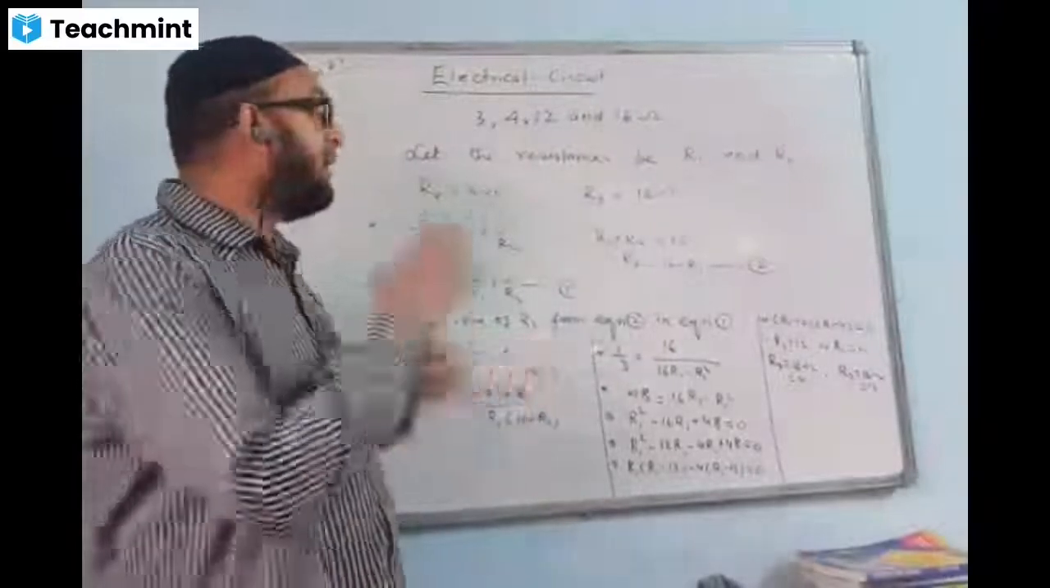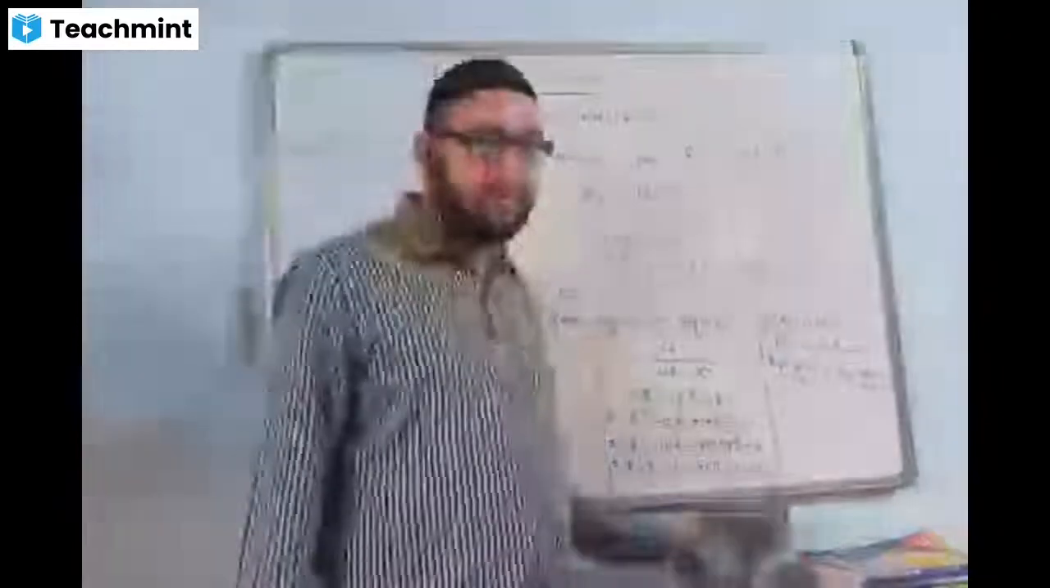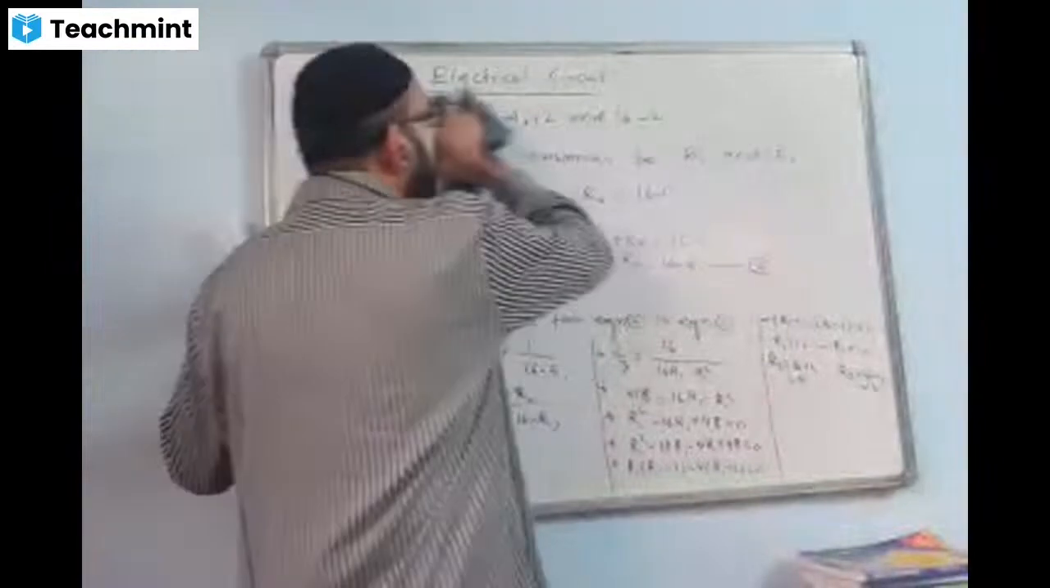So here in this question, the main trick or the main idea is the least resistance is possible in parallel and the highest resistance is possible in series. So that is the main idea here in this question. Okay, now take another question.